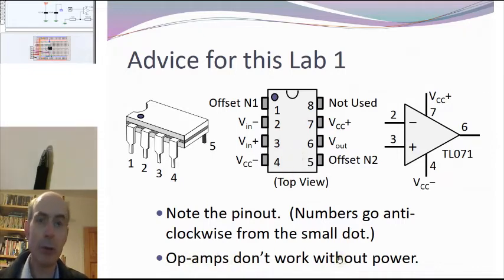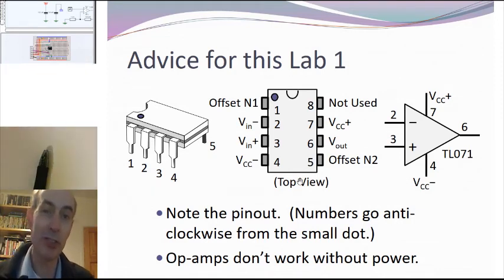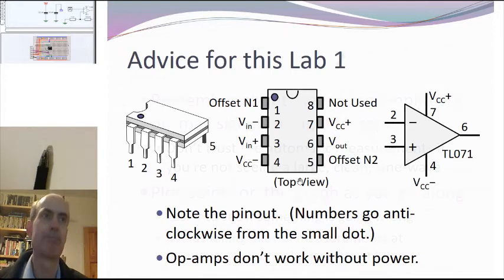Remember, op-amps are active components as well. They don't work without power. They will require a positive power supply on pin 7 and a negative power supply on pin 8. Also make sure that all of your grounds from the power supply, from the feedback resistor circuit, from the function generator and from the oscilloscope are all connected together.